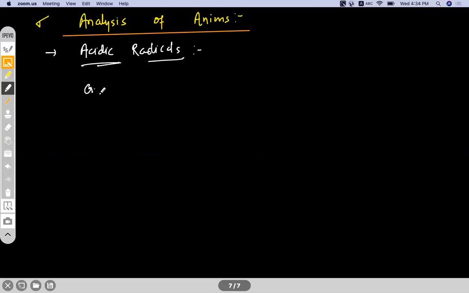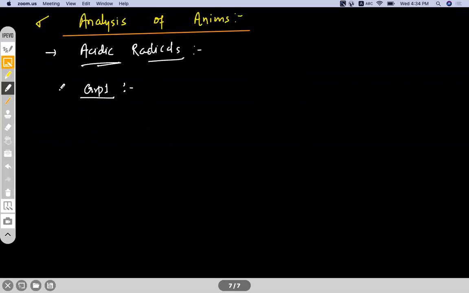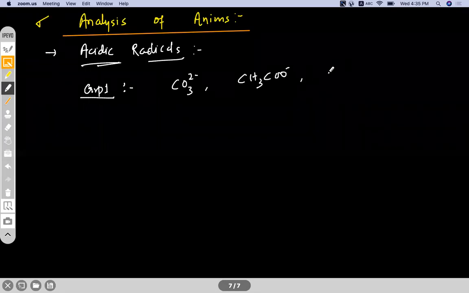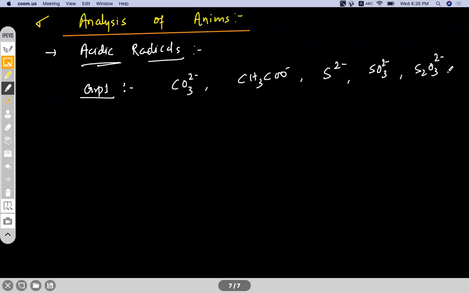So group one, you see, in this group one, we have ions like carbonate ion, CO3 2-, CH3COO-, sulfite ion, S2O3 2-, and we can also have nitrite ion, NO2-. All these ions belong to group one. It is kept into group one.